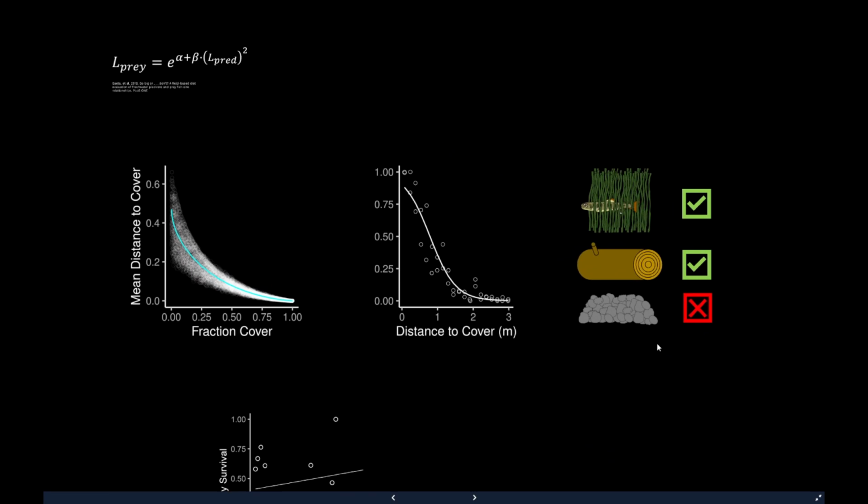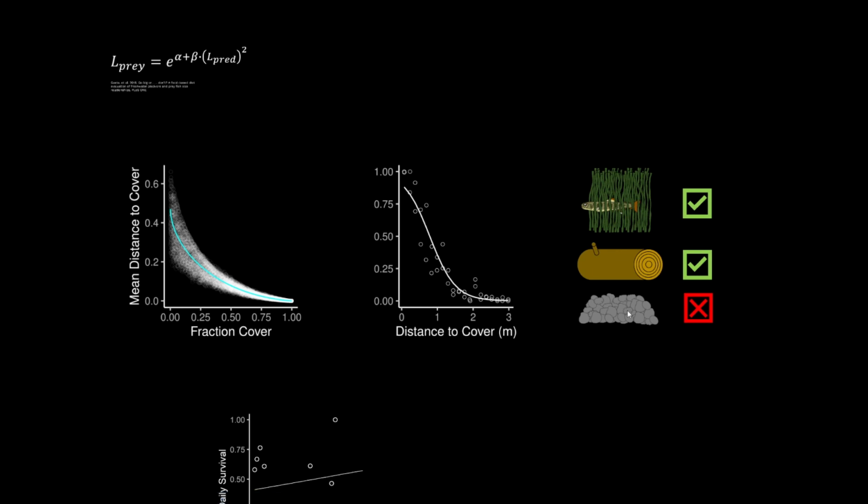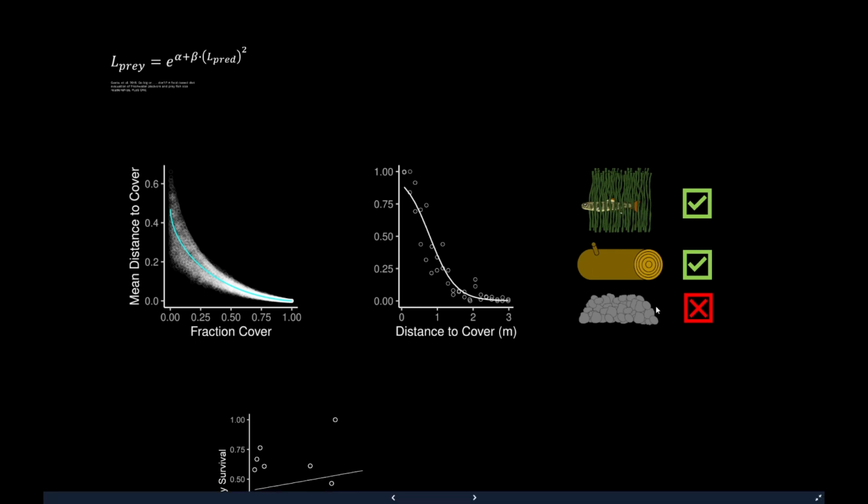Cover, you can get cover from vegetation and wood, and sometimes from benthic substrate like cobble and rocks if the user decides to turn that on. If not, then those are left off.